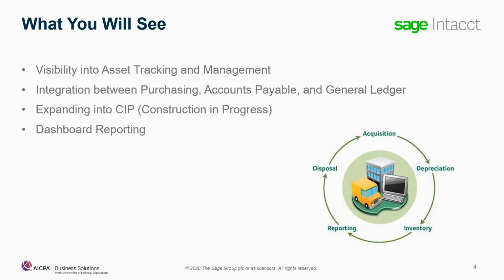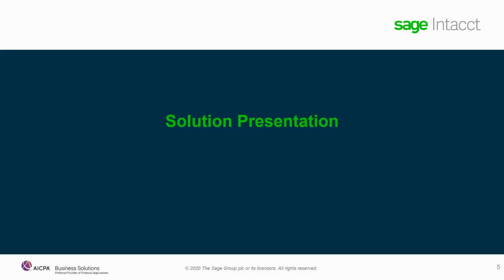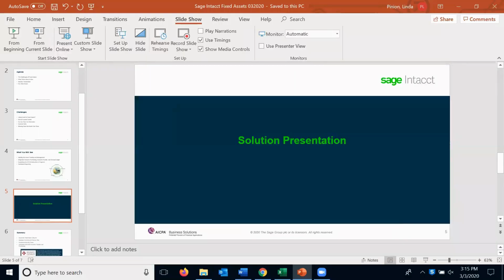And then the last thing that I'll mention here is, for some companies and organizations, you may in fact be looking at or doing something with what's called CIP. CIP is construction in progress, and it is included in the fixed asset solution. So let's go ahead and take a look at the solution in Sage Intacct.